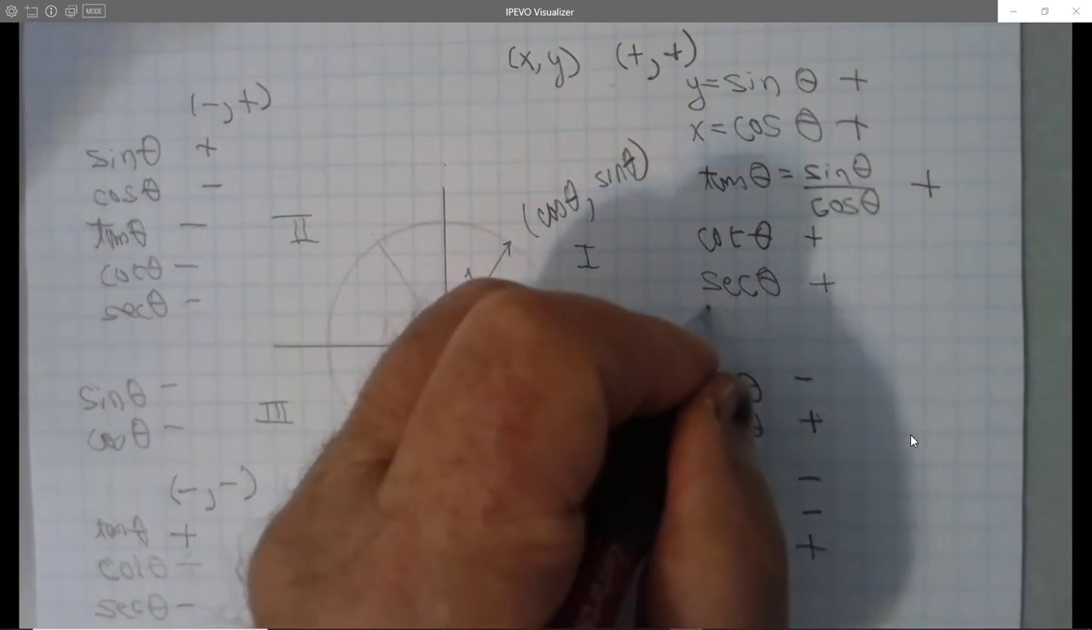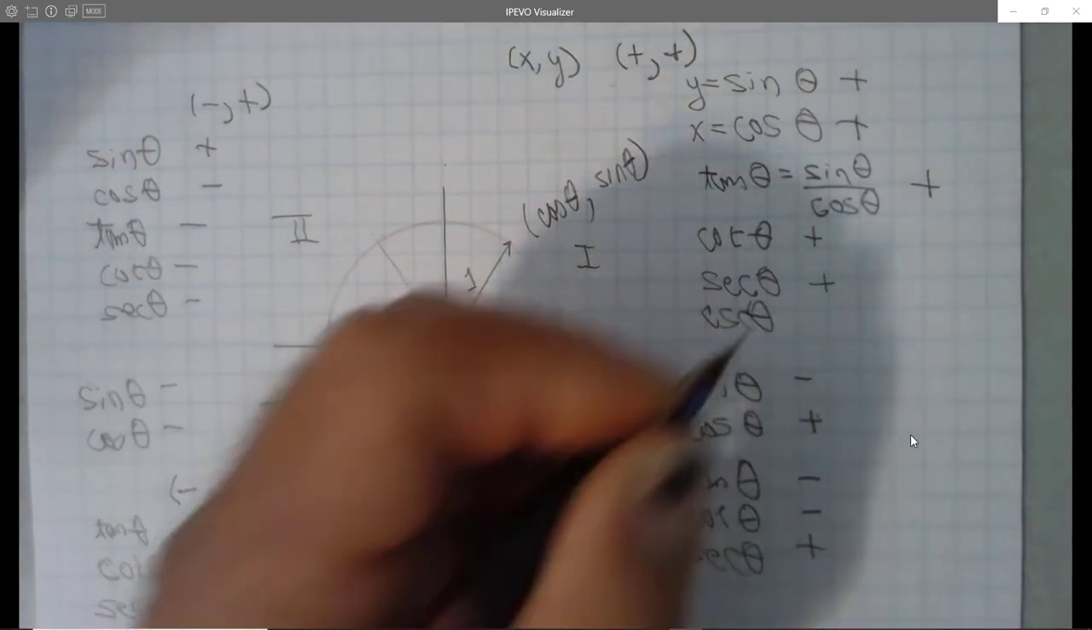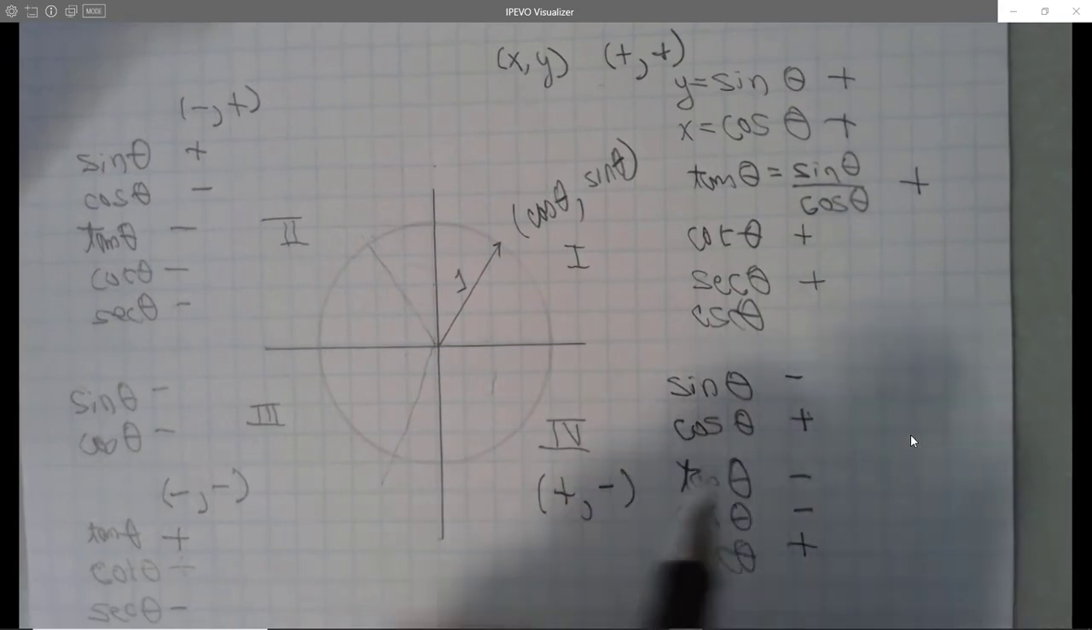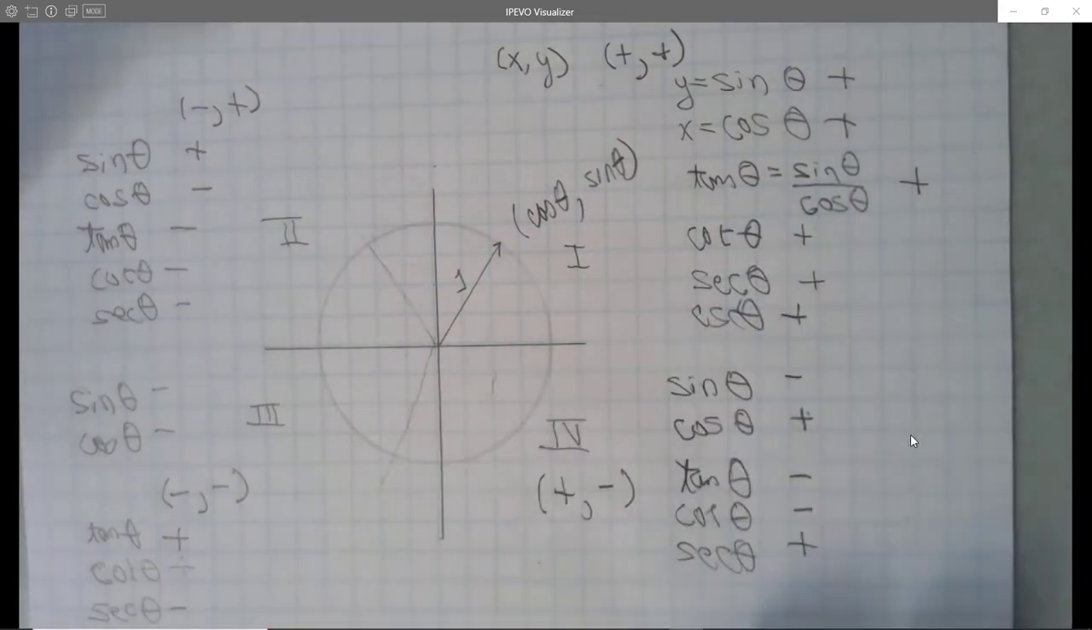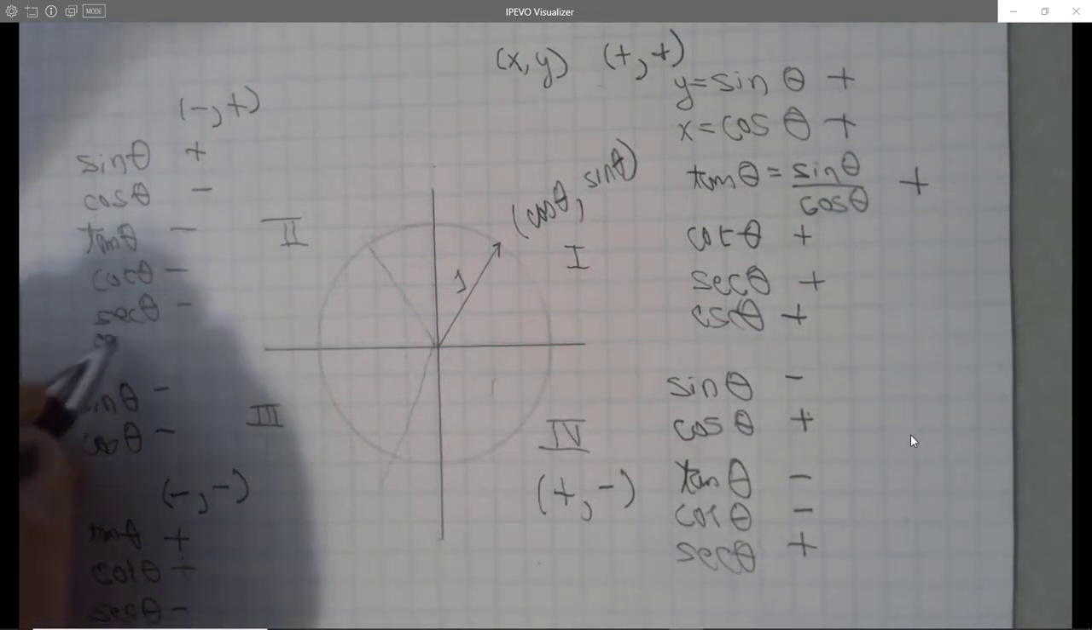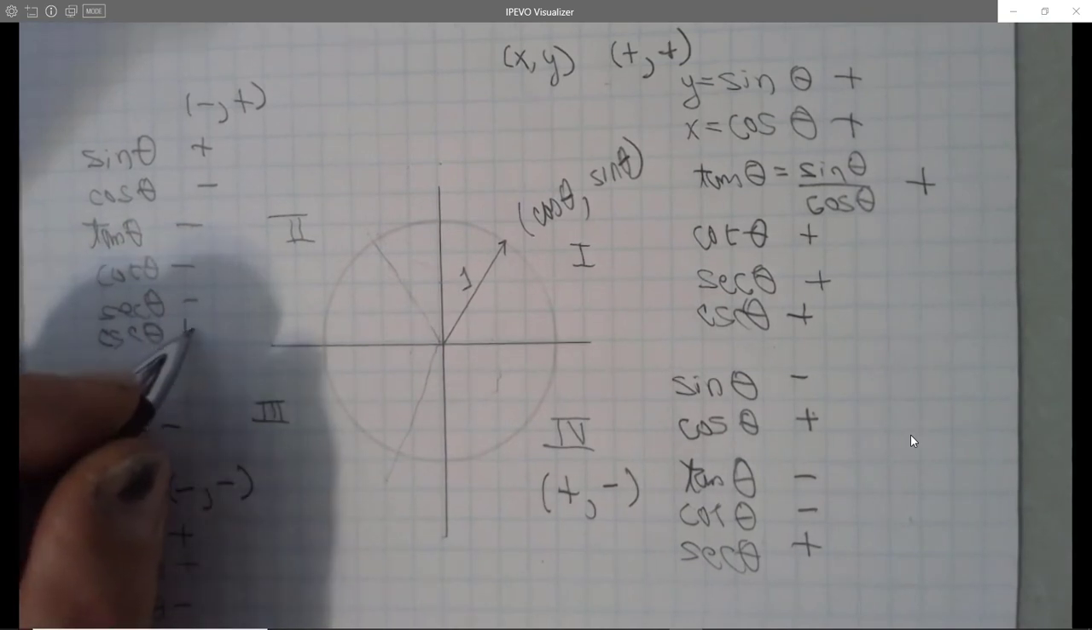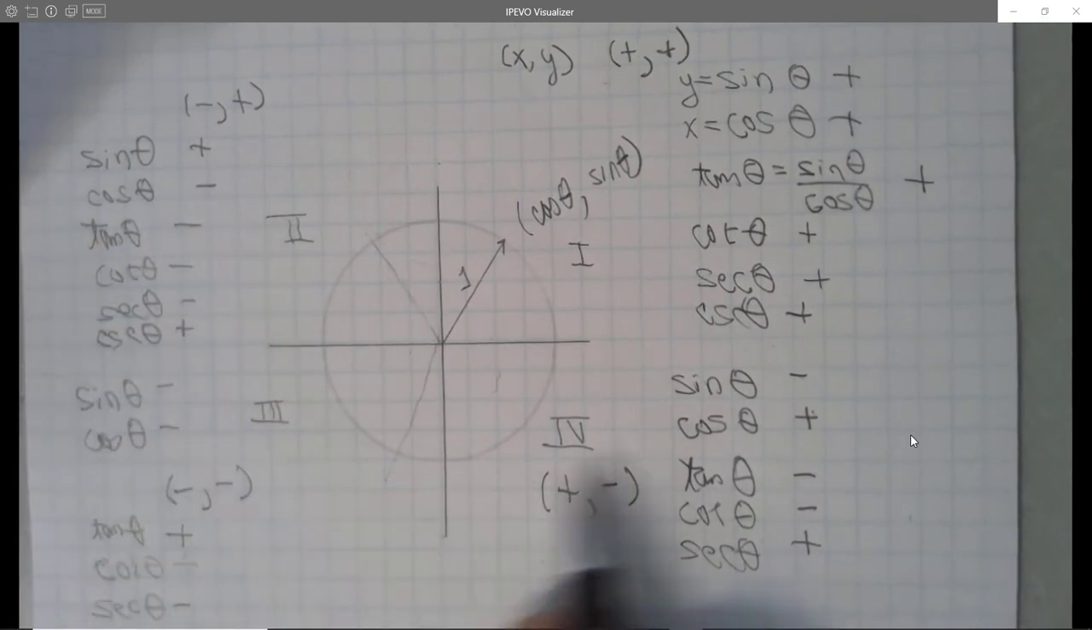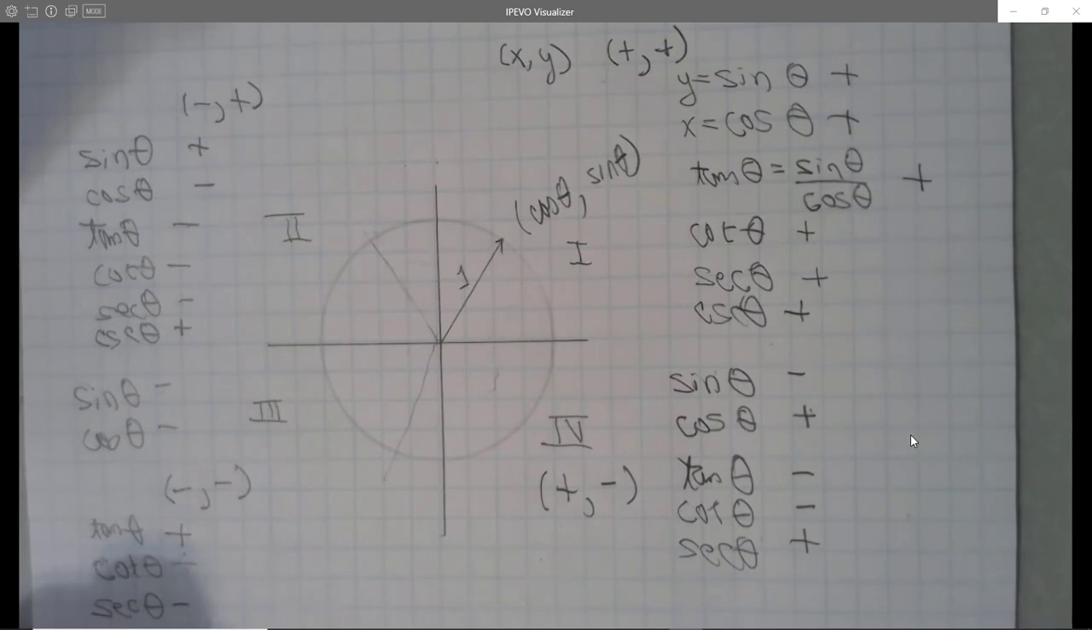And finally, there's the cosecant. Well, the cosecant is the reciprocal of the sine. So if the sine is positive, so is the cosecant. And if the sine is negative, so is the cosecant.